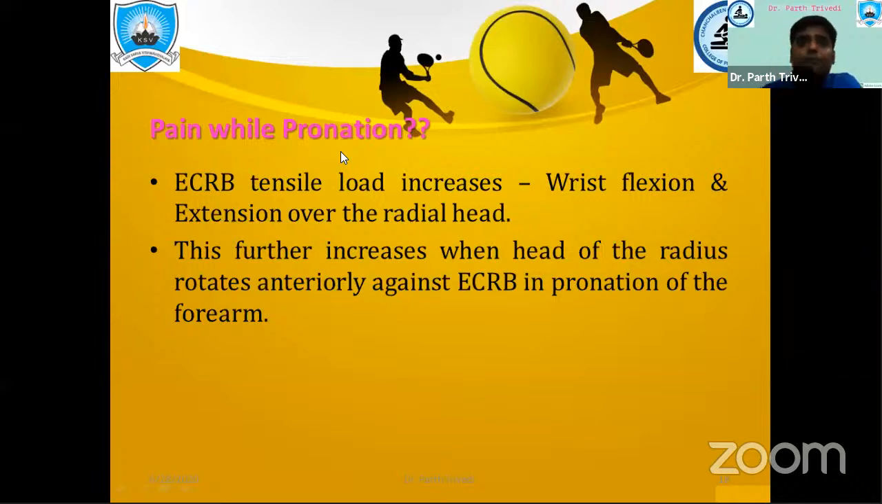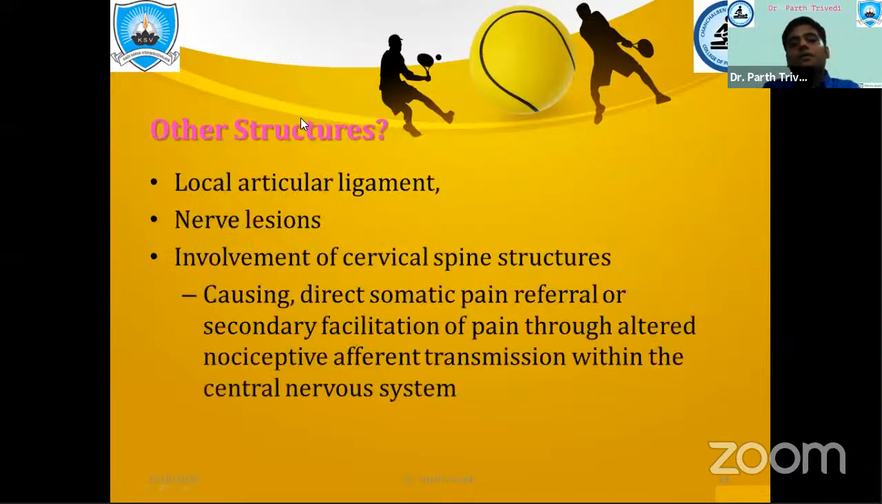So why pronation? Because the radial head, ECRB, is functioning over the radial head also, and it causes extension of the wrist based on radial head rotation. So that is the reason the ECRB muscle, when it is being stressed out, causes pain over pronating activity also. So basically, wrist extension and pronation, these two things cause pain over the region.